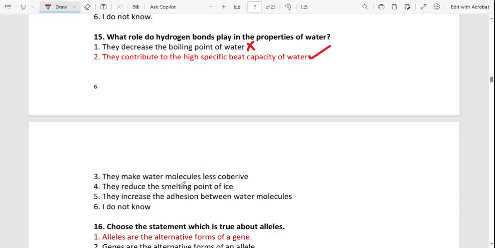They make water molecules less cohesive? They actually make water molecules more cohesive, like the attraction between each water molecule is stronger. They reduce the melting point of ice? They actually increase it. They increase the adhesion between water molecules? Now, water molecules are held by cohesion, not adhesion. So that's not correct.